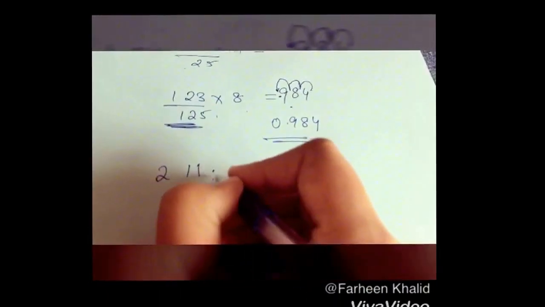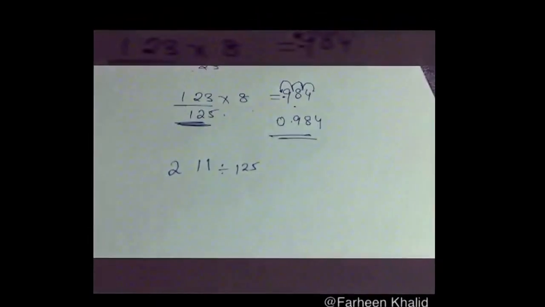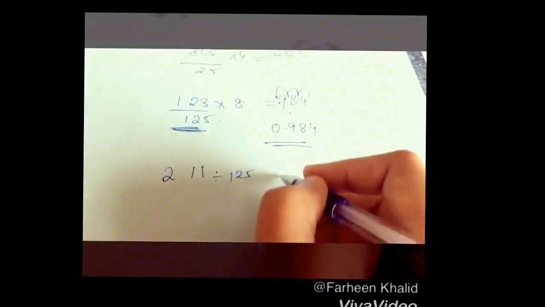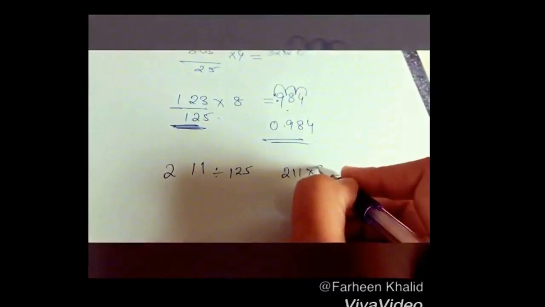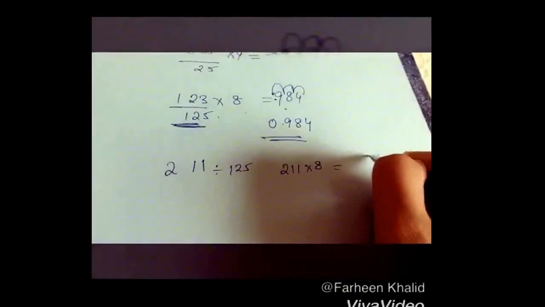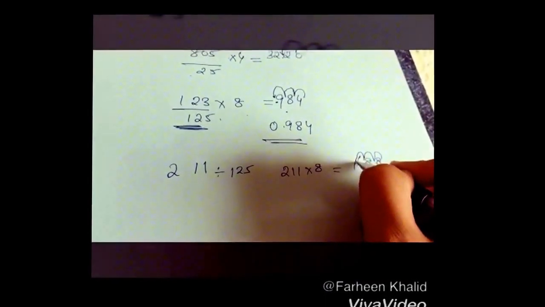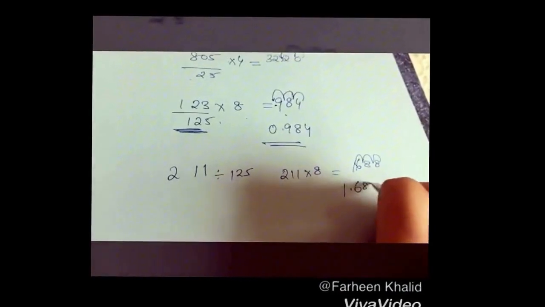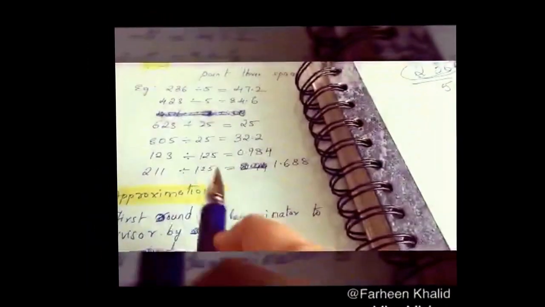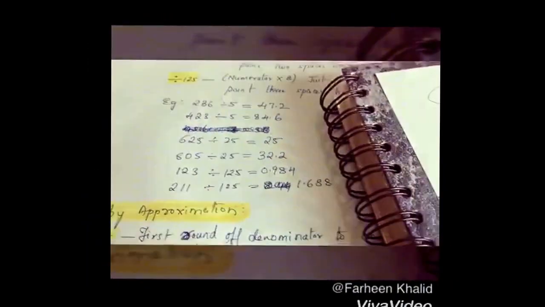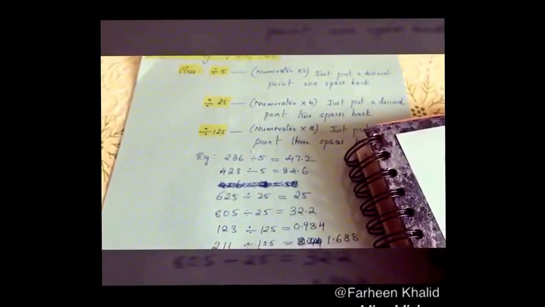211 divided by 125. So all you have to do is do 211 times 8, which makes it 8, 8 and 16. So our answer is 3 spaces back. Our answer is 1.688. Let's check. Yes, the answer is 1.688. So that's how easy this one is.